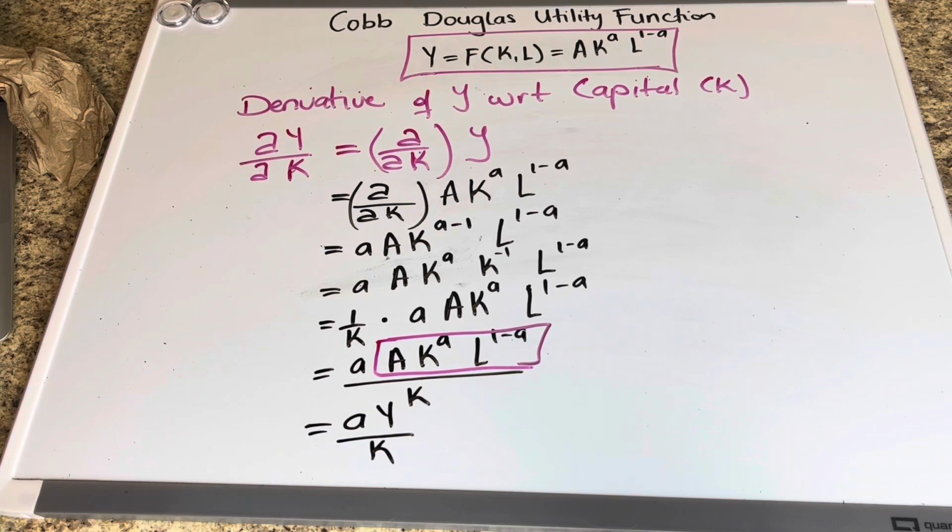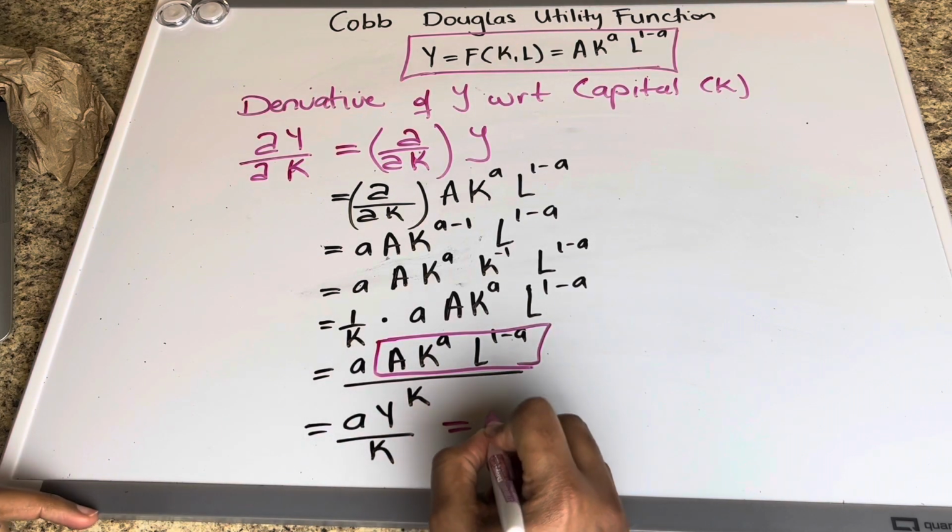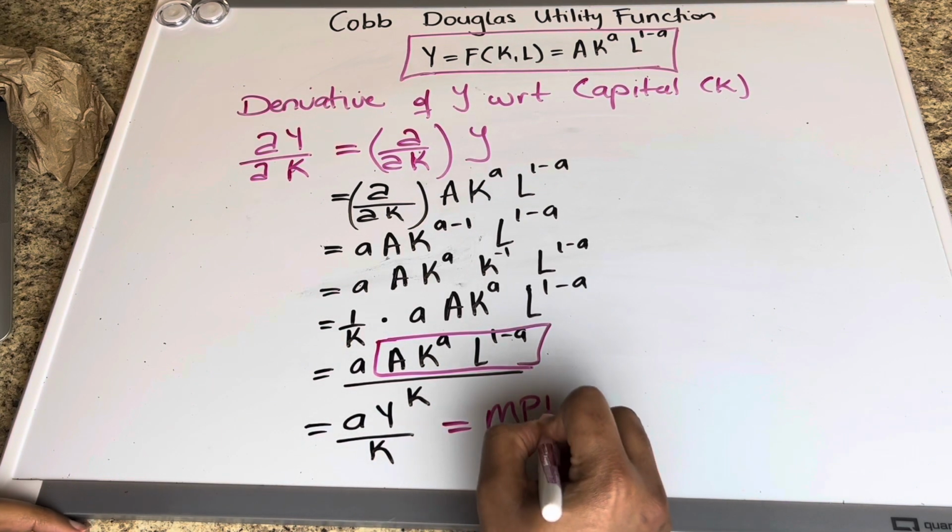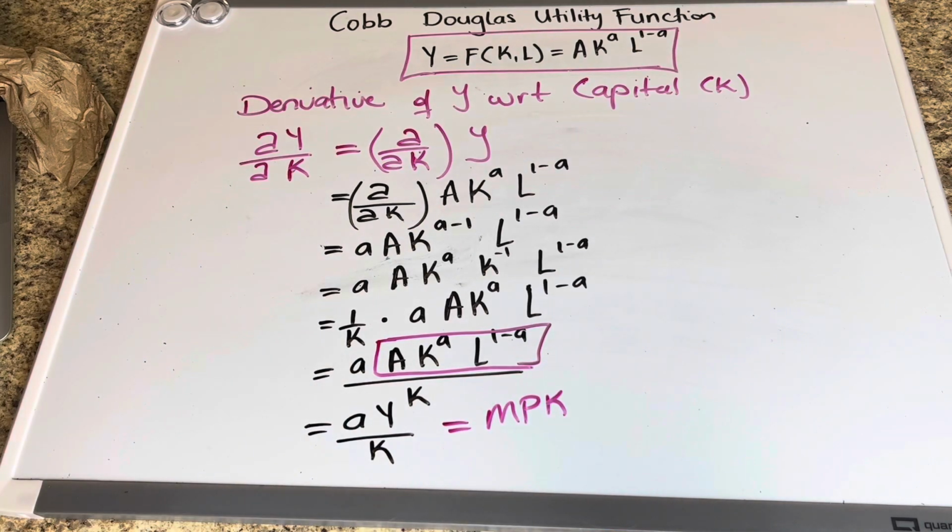So that is it. This right here is also equal to the marginal product of capital. This is the value of an additional unit of capital. So that's the marginal. Let's go ahead and write that in. Marginal product of capital. All right.